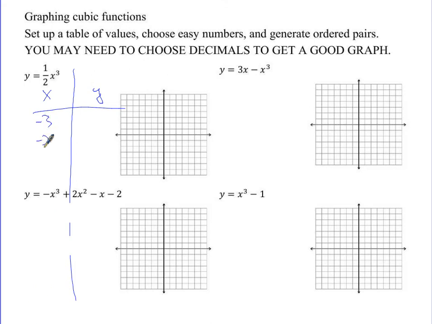-3, -2.5, -2, -1.5, -1, -0.5, 0, +0.5, 1, 1.5, 2, 2.5, 3.